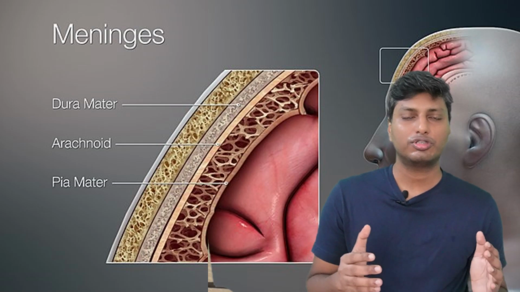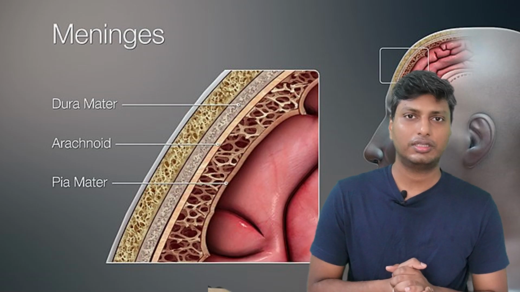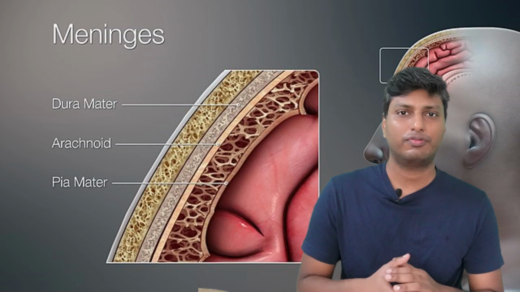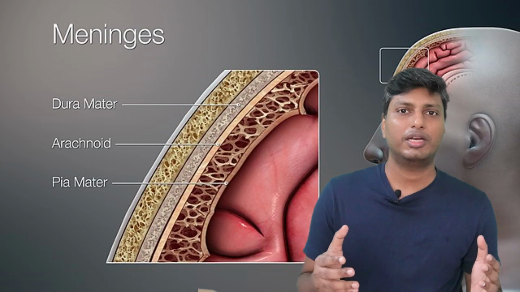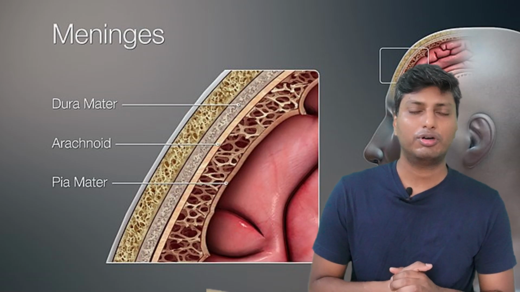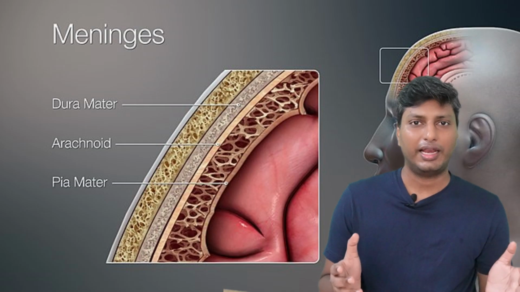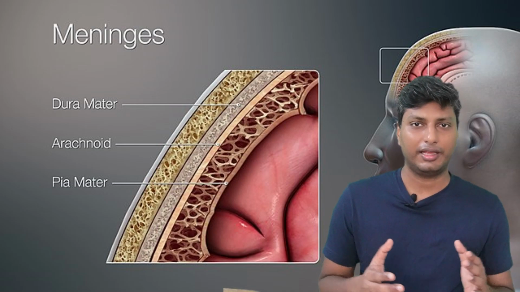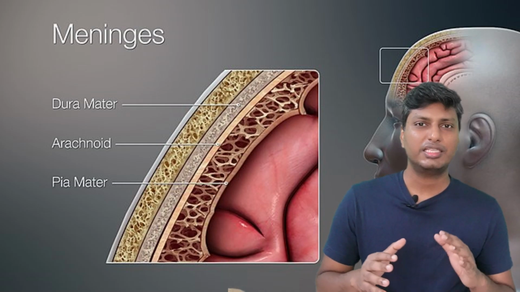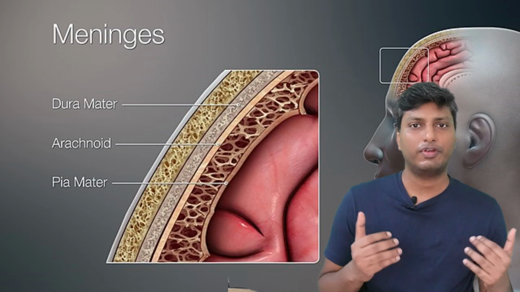Let me tell you, the innermost membrane, pia mater, is the softest of the three membranes and it is quite vascular. It consists of blood vessels through which blood is supplied to the cells of the brain, that is the neurons of the brain. Then, talking about the middle membrane, called arachnoid: the word arachnoid comes from the word arachnida, which in Greek means web-like. So this membrane has a web-like appearance. At the same time, it is intermediate in thickness, so it is neither very soft nor very hard.